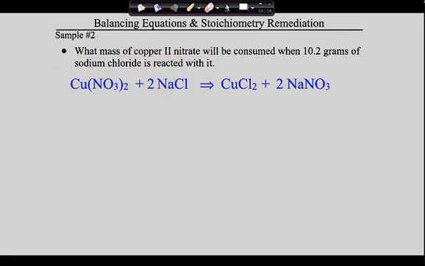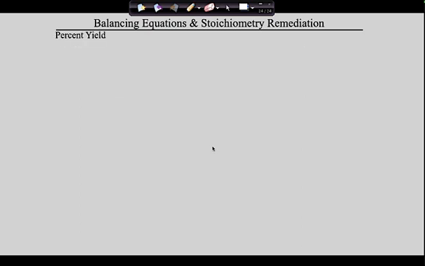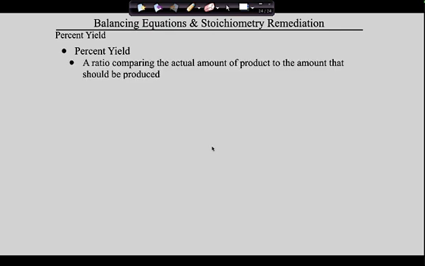Now we're ready to take this idea of mass problems, and we're ready to incorporate it into a bigger process called percent yield. Percent yield is actually the way for us to represent how well we did when we carry out a chemical reaction. Chemical reactions produce products, and as a chemist, what we want to do is we want to collect as much product as we possibly can.